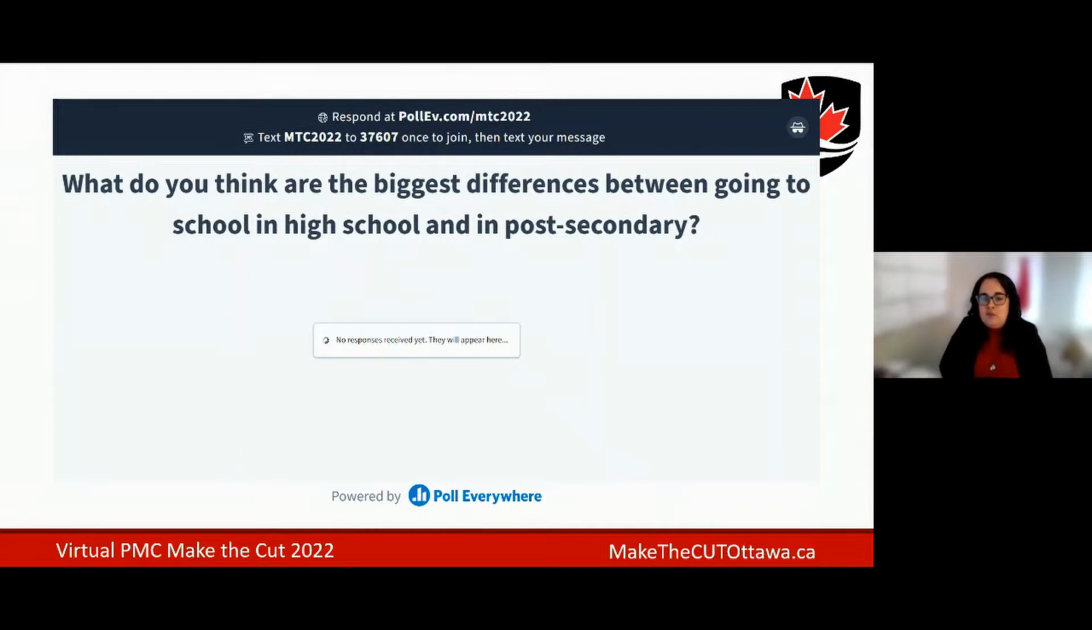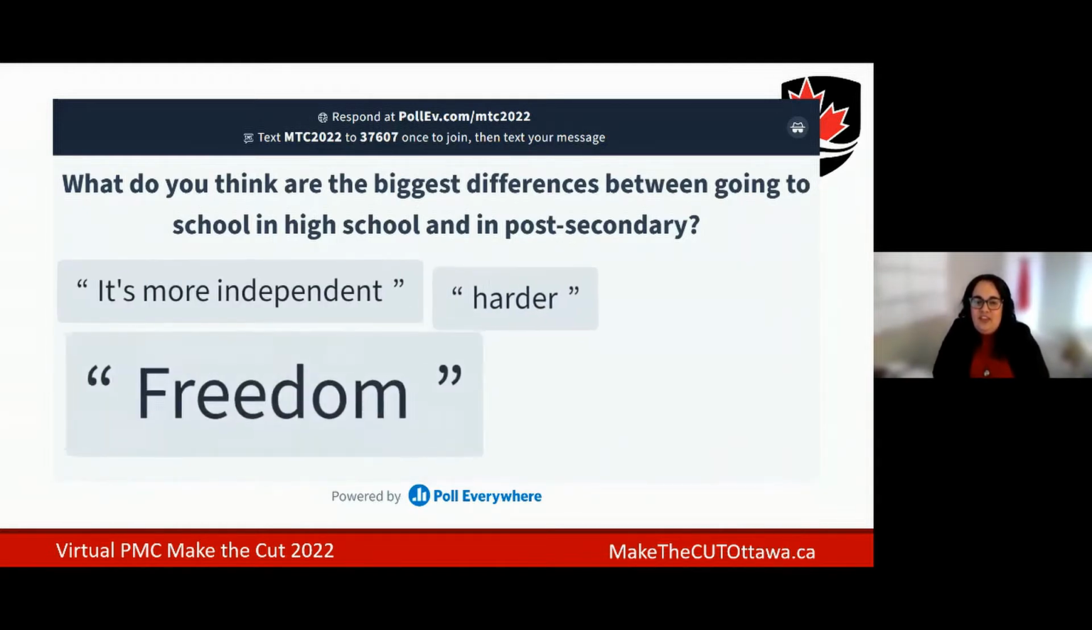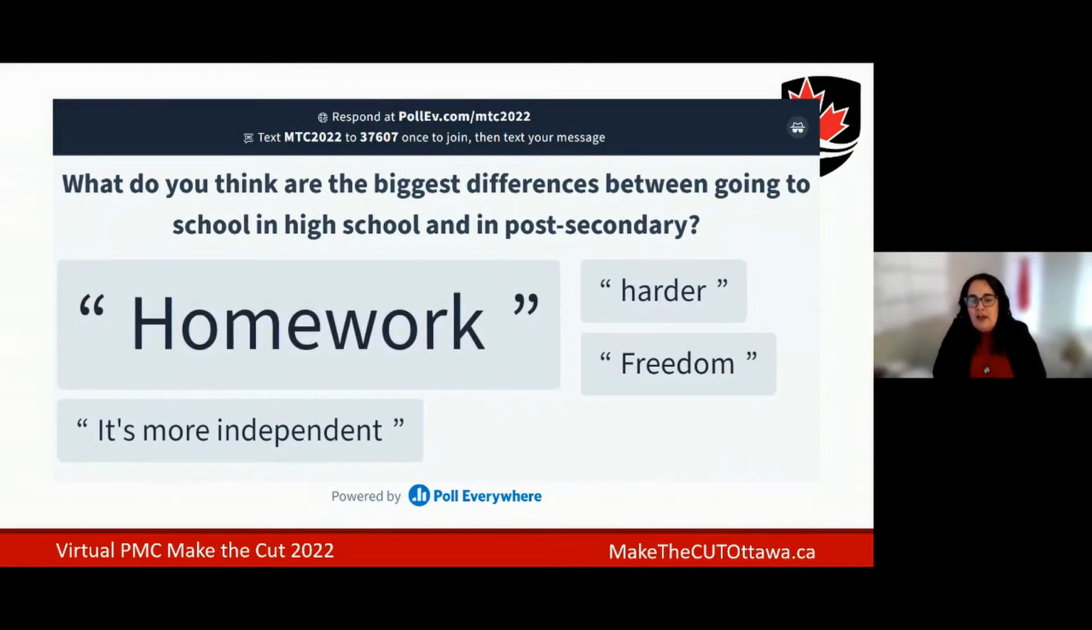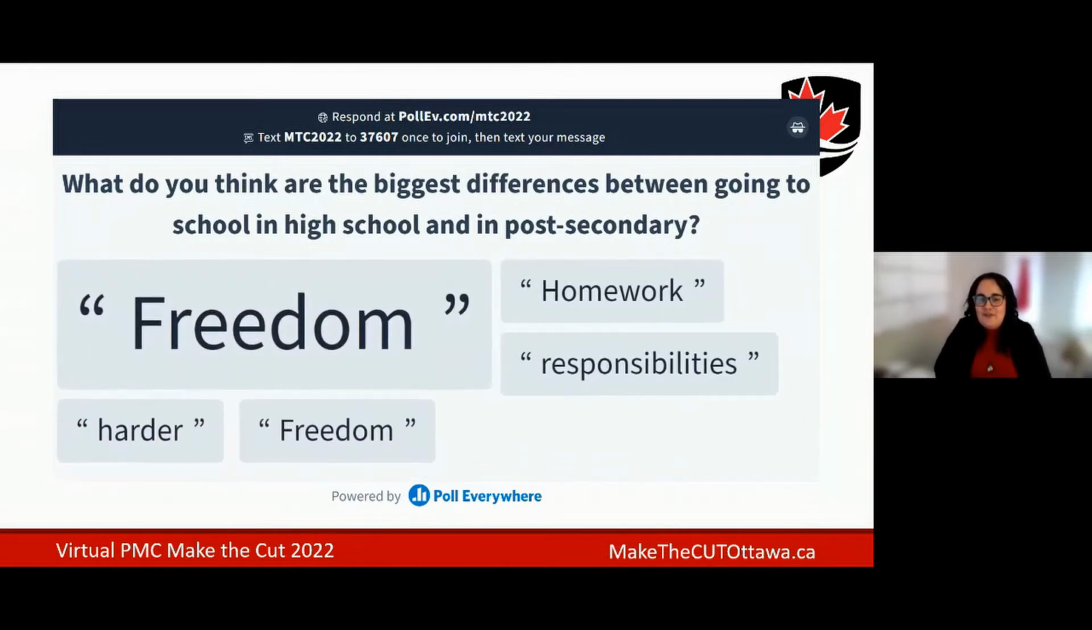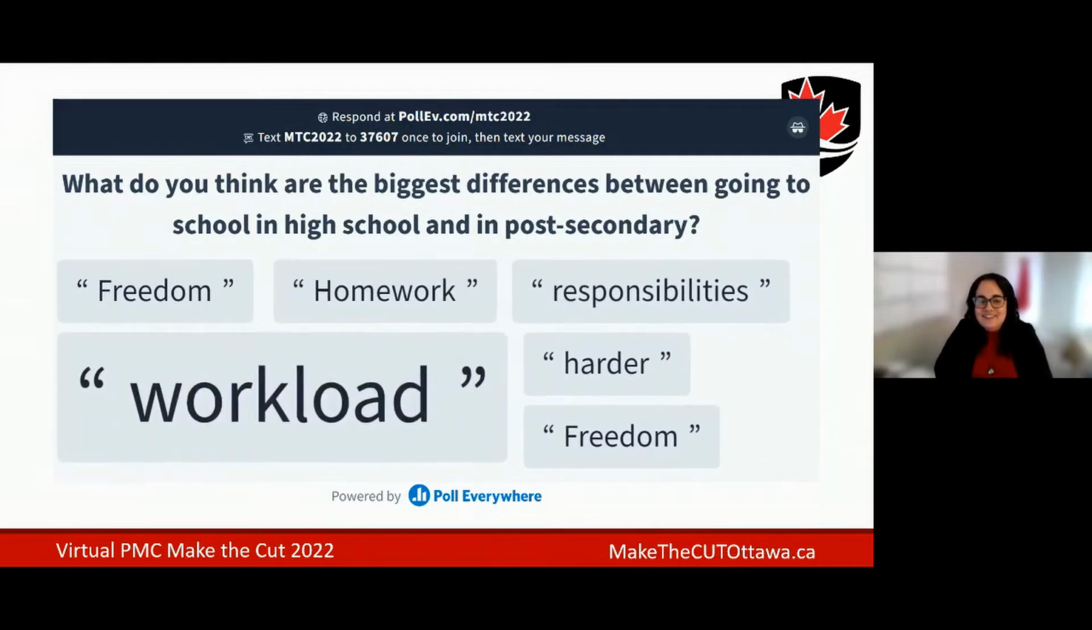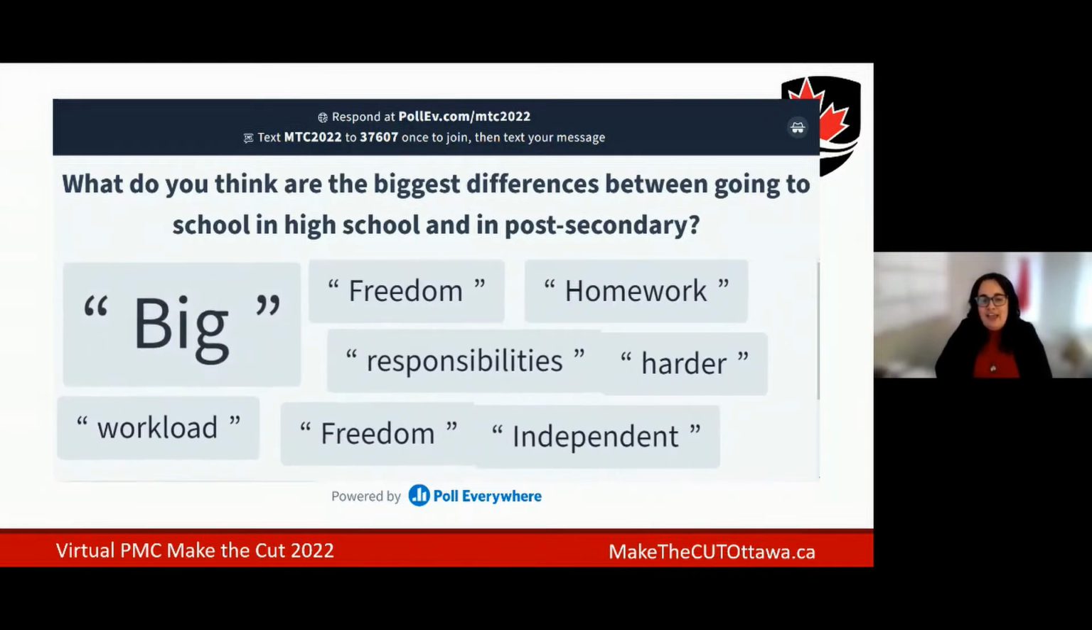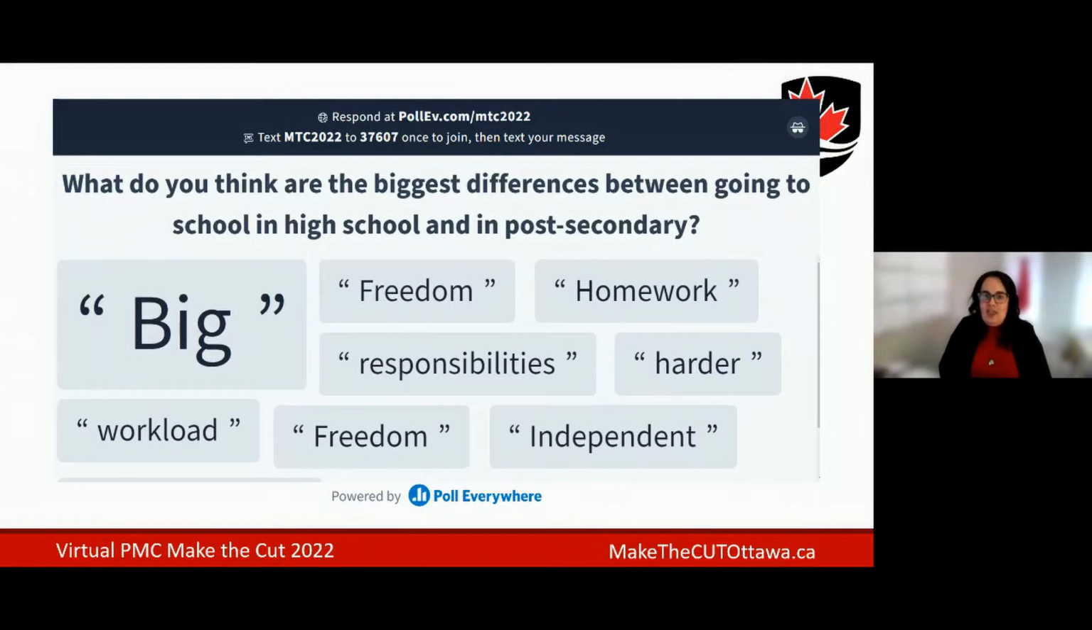Let's see if we can have some responses rolling in here. Always wait in anticipation of what's going to come up first. It's more independent, harder, homework, freedom, responsibilities for sure, freedom again, excellent, workload, independent, big, can be.